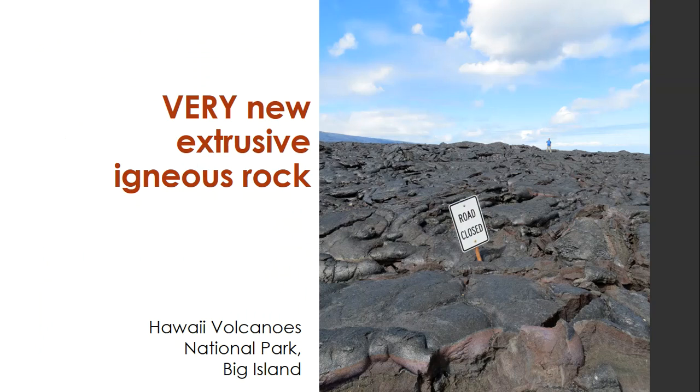So here is a picture of some very new extrusive igneous rock that I took in Hawaii. There was a lava flow that had covered this road. You can still see the sign there. I believe this rock is about 10 or 15 years old, and it cooled above the surface. It was a very slow lava flow that came down and then reached the ocean, but you can go there and walk on it in Volcanoes National Park, which is very cool, and I highly recommend it.